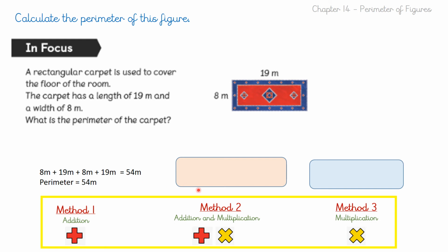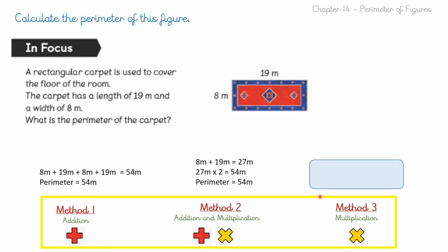We could also use the second method to solve it, addition and multiplication. And we could do 8 meters plus 19 meters equals 27 meters. 27 meters times 2 is 54 meters. Or if you prefer, you could do 8 times 2 and then 19 times 2 and add the results together, whatever way you find easier.